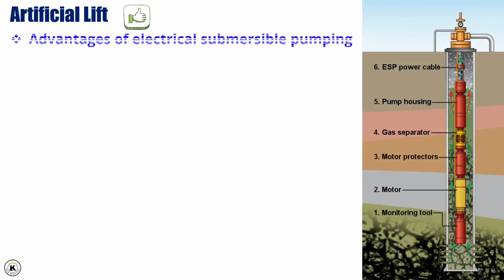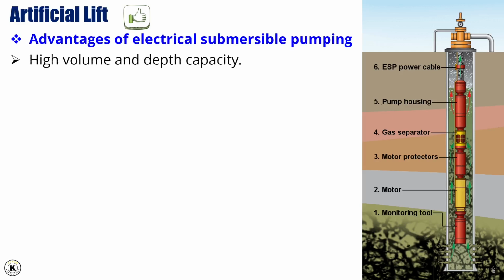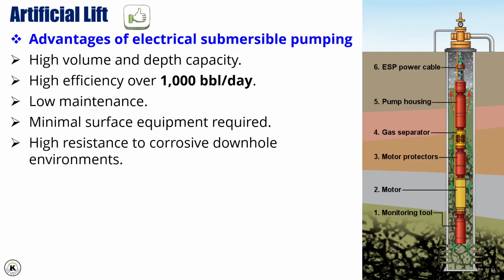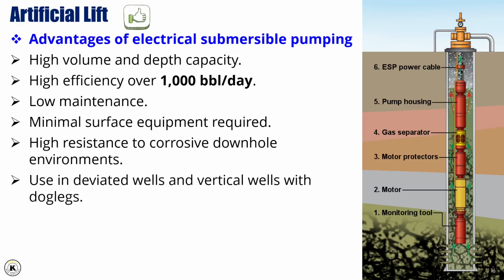Electrical submersible pumping offers several important advantages, especially in high-production applications. It has a high capacity for both volume and depth, making it well-suited for demanding wells. ESPs operate with high efficiency at production rates above 1,000 barrels per day, and generally require relatively low maintenance during operation. Another advantage is that minimal surface equipment is needed, which reduces surface footprint. In addition, ESP systems show high resistance to corrosive downhole environments and can be successfully applied in deviated wells as well as vertical wells with doglegs.